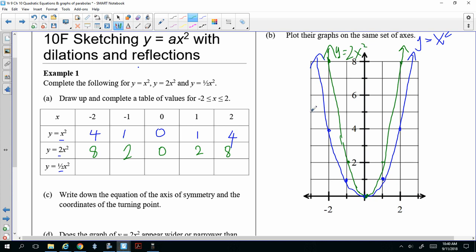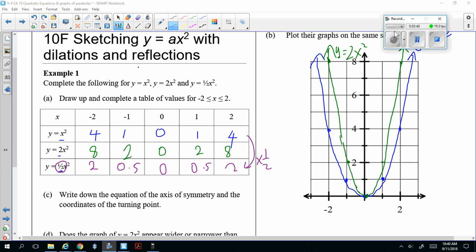And then let's look at what happens when you have a half. It ends up having the 4, which is 2, 0.5, 0, 0.5, 2, right? You halve it. Does that make sense? Because of the half x squared, you halve the squares. All right, now let's plot the points. That's half, that's half, that's half.